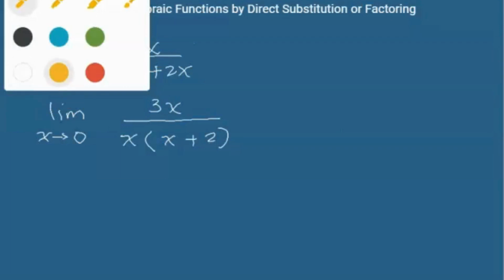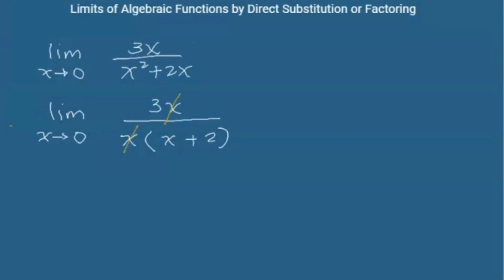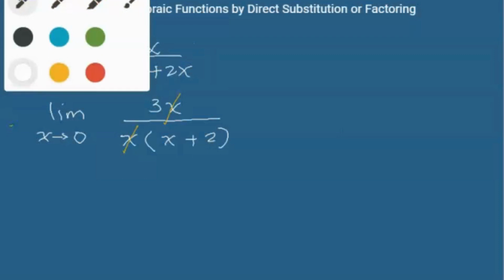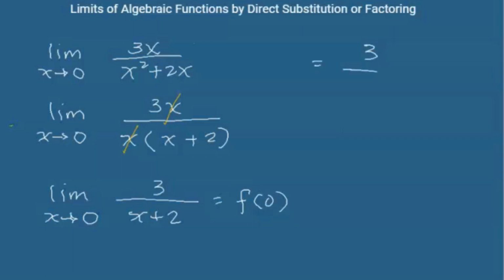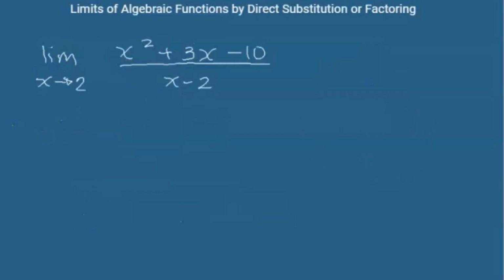Therefore, we can cancel x and x, so we're left with the limit of 3 over (x plus 2) as x approaches 0. Therefore, here we can use substitution now. So this will be f of 0. So this would be 3 over 0 plus 2. So the answer is 3/2.